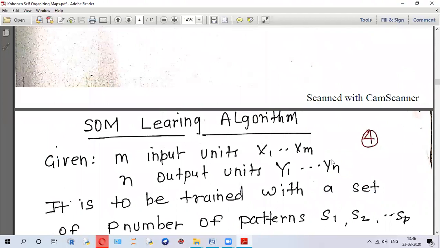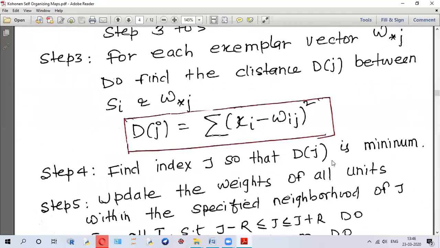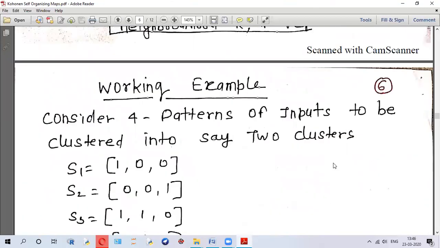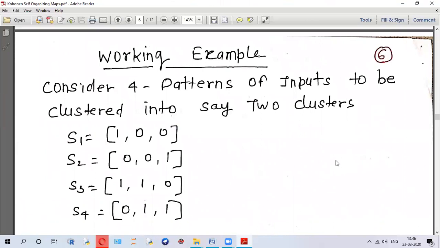So let us understand the entire algorithm of SOM by taking a very simple example, and then we'll come on to discuss the architecture as well as the algorithm that is working behind it. Suppose we are taking an example, consider four input patterns. These are four input patterns that we want to cluster, and I have also assumed that the number of clusters would be two.